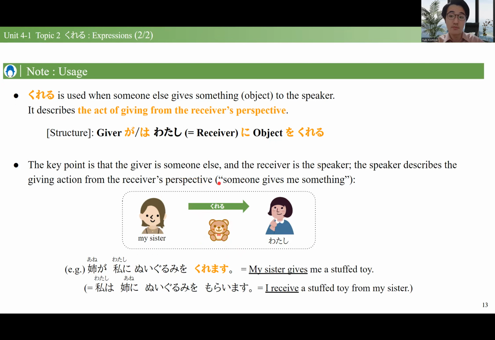You can rewrite it with the receiving action. もらいます. In that case, 私は姉にぬいぐるみをもらいます。Second sentence is the receiving action. First sentence is the giving action. Same event described from different perspectives. So for this relationship of くれる、あげる and もらう, you always have to think of the relations between people and which direction the item is moving, and also you have to think from whose perspective you're seeing the transaction.